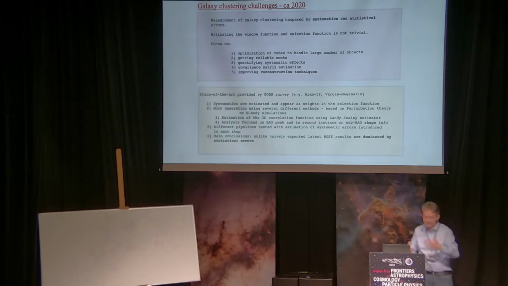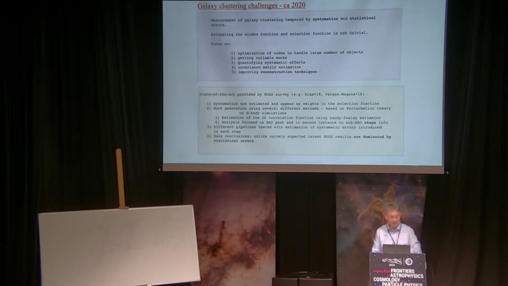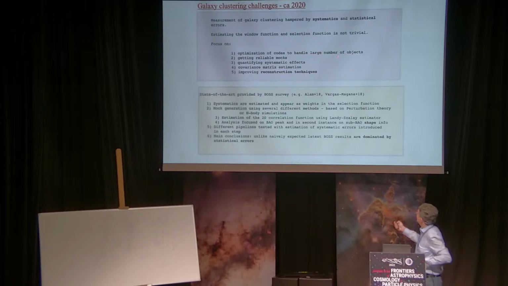It's easy, it's fast. There are codes available, but characterizing the window and selection function is somewhat more difficult. So people develop codes, which might be fast or a bit slow, to get the correlation function, mocks. You put in realistic mocks with systematic effects, get the covariance matrix correct, and improve the reconstruction techniques.